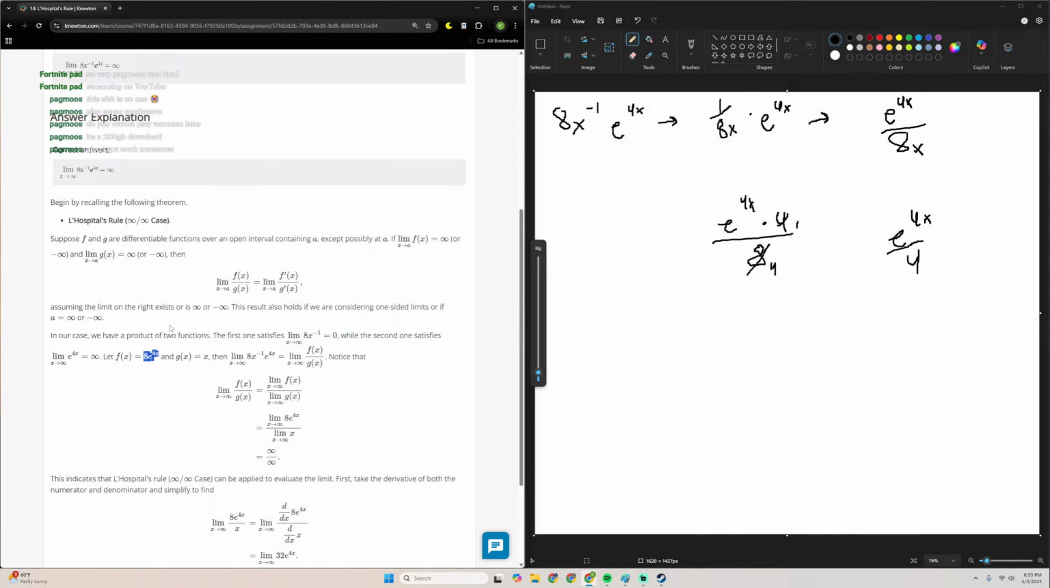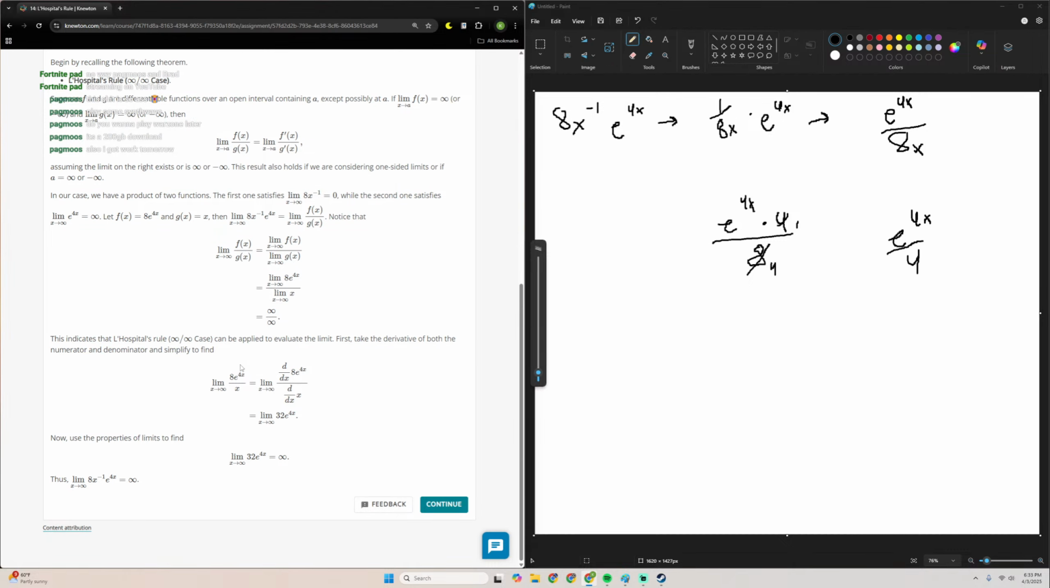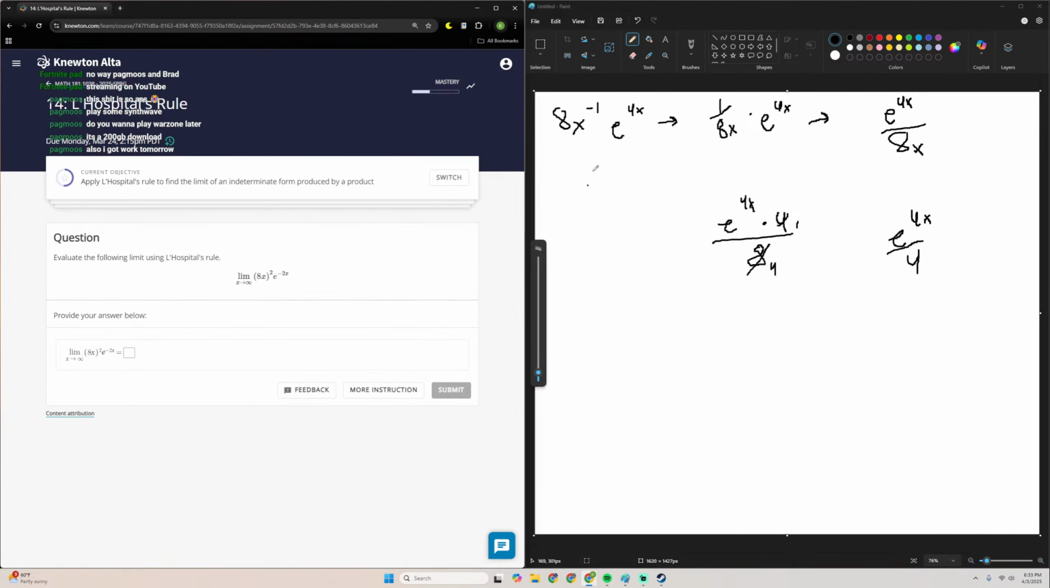Product rule? Suppose f of x is true. Blah, blah, blah. Assuming that limit, in our case, we have the product of two functions. The first one that satisfies this is this thing. The second one that satisfies this is this thing. Okay. Why did you pair it though? Yeah. 8. Then this. Whole thing to that. I don't care. I'll take the W.